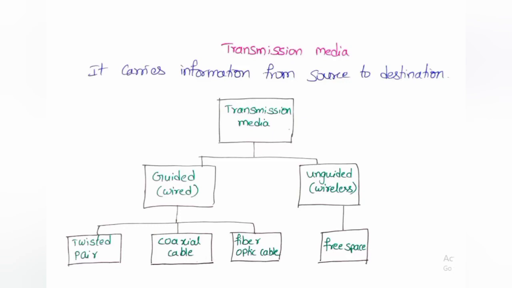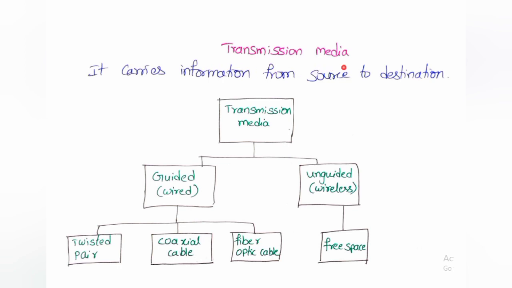In this video, we are going to learn about the transmission media in computer networks. In the previous videos, we have learned about the different OSI model layers and TCP/IP model layers. So what is meant by transmission media? It carries information from the source to the destination. The media will act as a medium between the source and destination. It will transfer a message from source to destination.